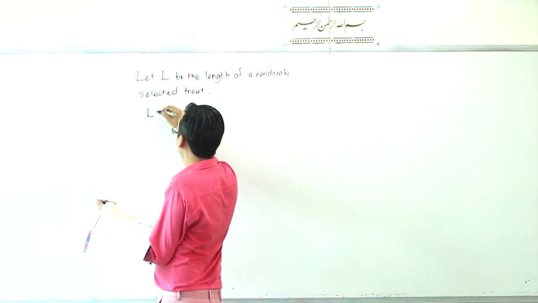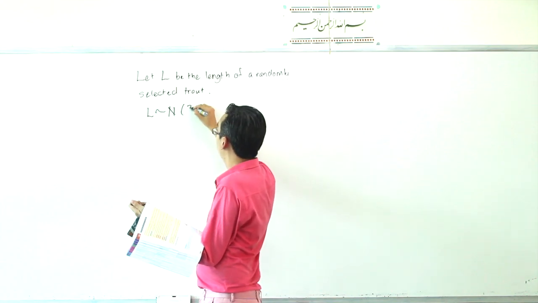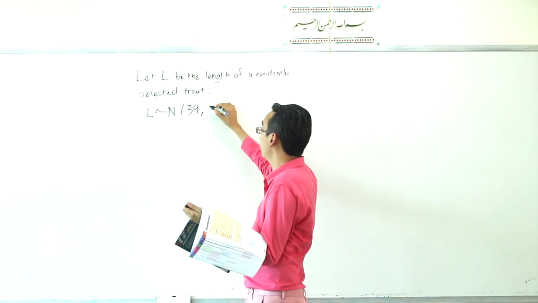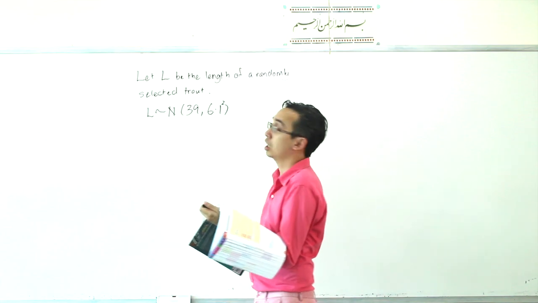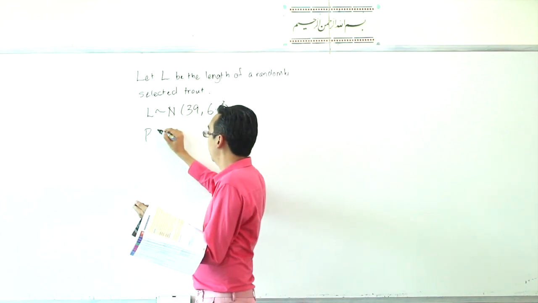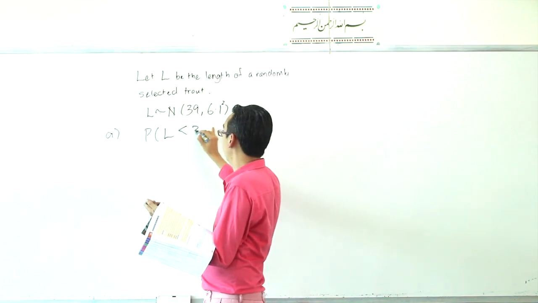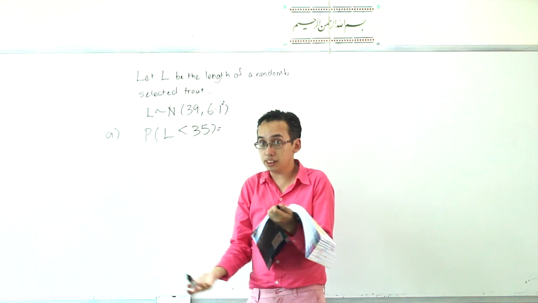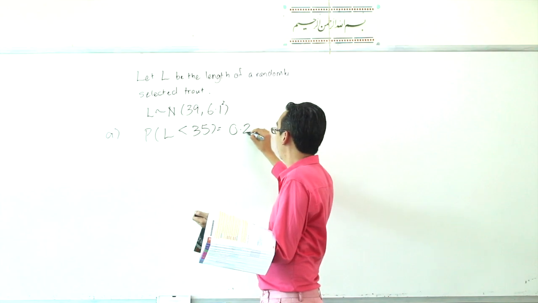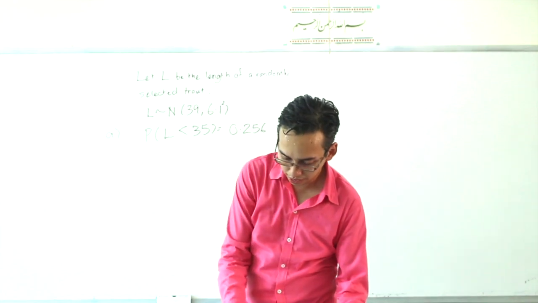Okay, so L, they say it follows the normal distribution. The mean is 39, but the variance is not 6.1. 6.1 is the standard deviation, so the variance is 6.1 squared. Okay, so they want the probability that L is less than 35. So using the GDC like just now, you need the normal CDF, and you calculate it to be 0.256. So try it out in your calculator. I'm sure you can see how we get there.